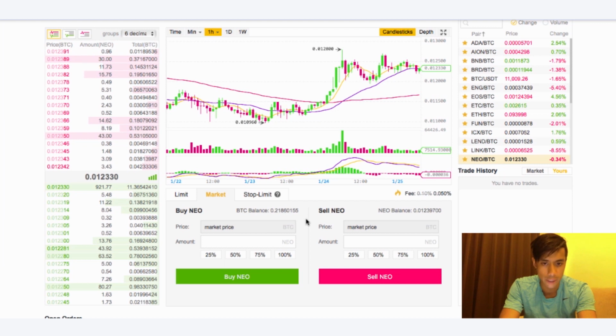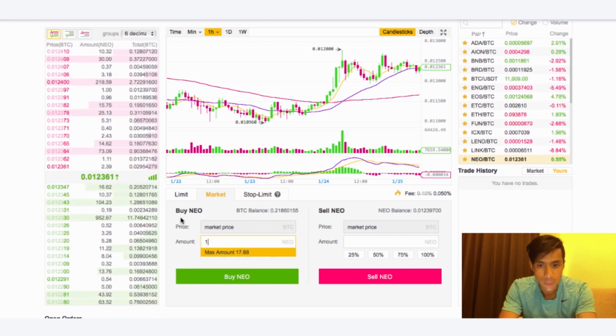A market order means you're willing to buy or sell a certain coin based on what's currently available on the market. All you have to do is write down how many coins you want, and it'll match your market order up with someone else's limit order. So if I want to buy NEO, I'll be getting it from this person's sell order of 2.39 NEO at the price of 0.012361 Bitcoin. It works the same way for sell market orders as well.